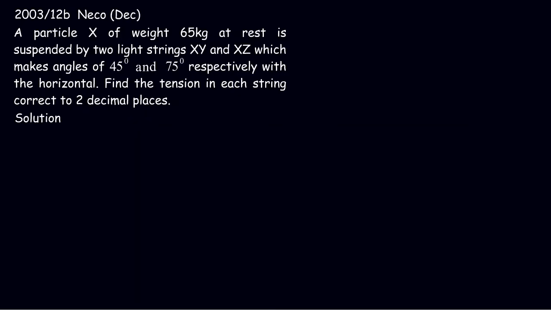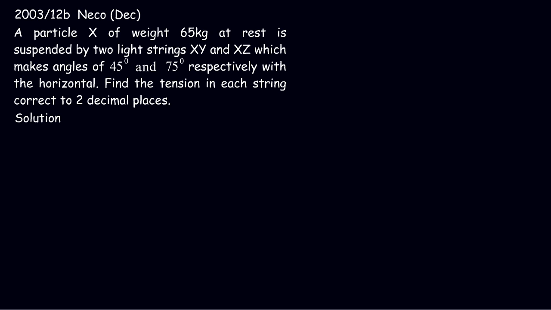Our very first question is from NECO 2003, and it states that a particle S of weight 65 kg at rest is suspended by two light strings SY and SZ, which make angles of 45 and 75 respectively with the horizontal. Find the tension in each string correct to two decimal places.